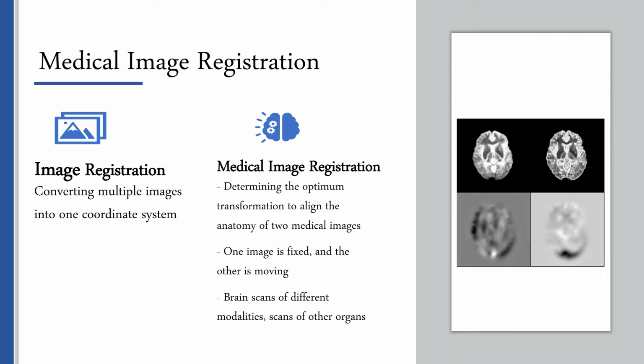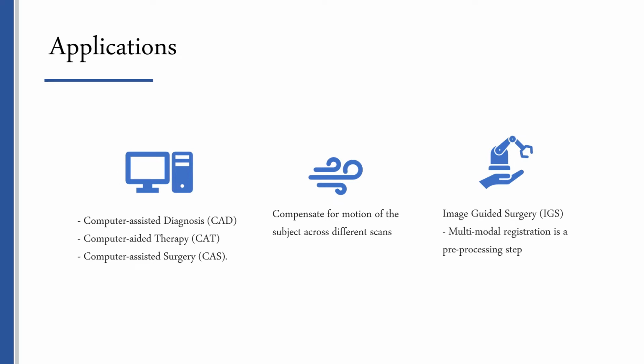Image registration is the process of converting multiple images into one coordinate system. Medical image registration specifically aims to determine the optimum transformation to align the anatomy of two medical images, one considered fixed and the other moving. We aim to align the moving image to the fixed one. Medical image registration has a variety of applications such as computer-assisted diagnosis and surgery, compensation for motion across different scans of a patient, and as a pre-processing step in image-guided surgery.